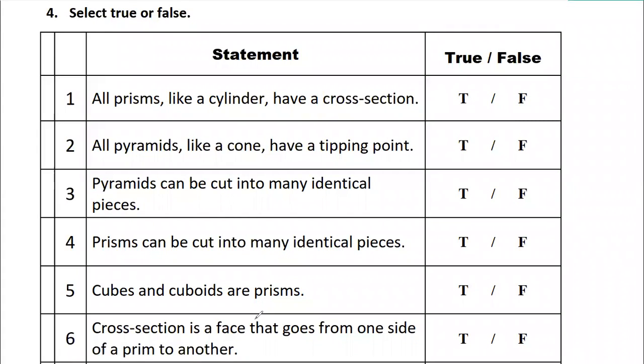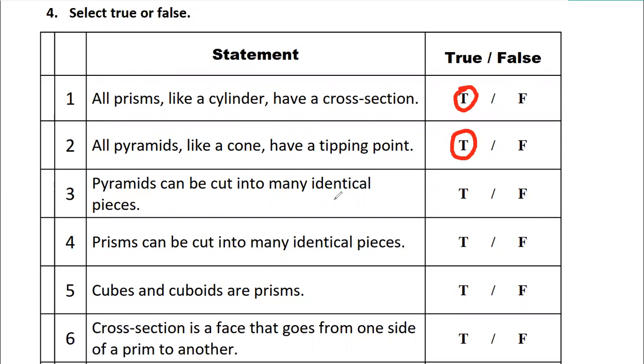Let's move to question number 4. It says select true or false. Right. Statement number 1. It says all prisms like a cylinder have a cross section. Yes, I would say true. All pyramids like a cone have a tipping point. I would say true.